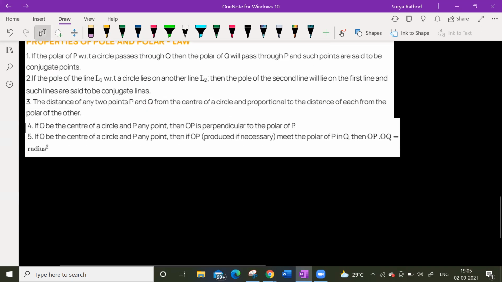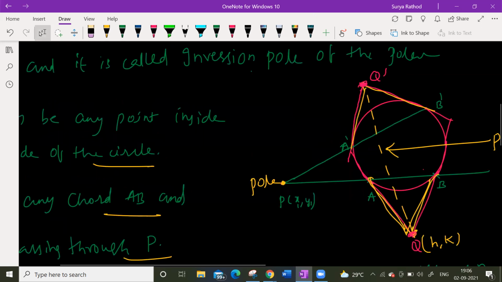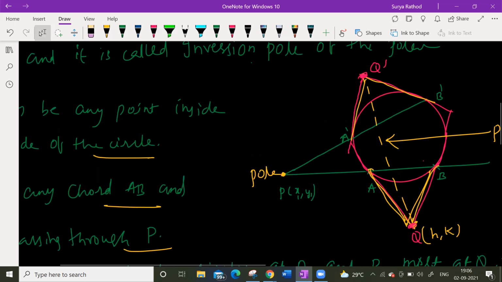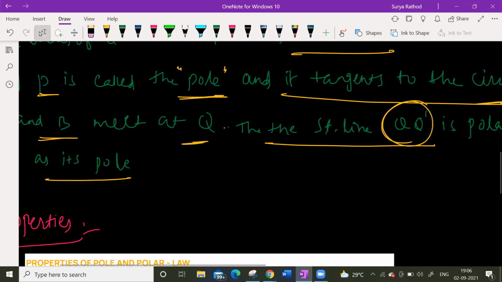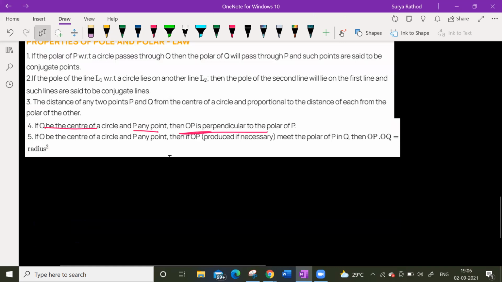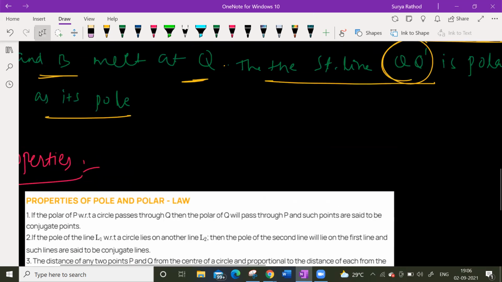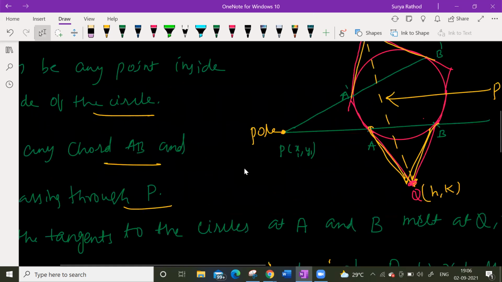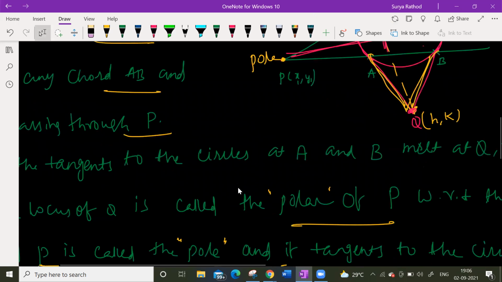Proportional to each other. Now, if O is the center of a circle and P is any point, then OP is perpendicular to the polar. That is of course so. Look, O is the center of the circle, P is any point, OP is perpendicular. Right? Look here, this is O, the center, and this is perpendicular. Yes, sir. Simple. Go through that and read the notebook, no problem.